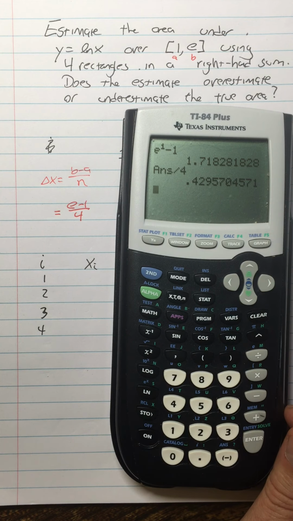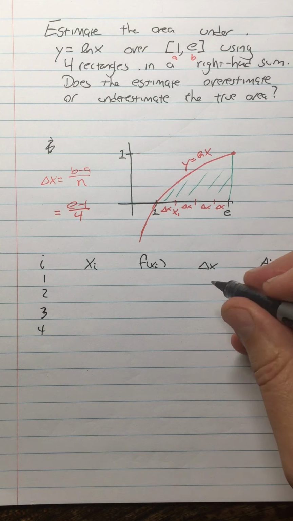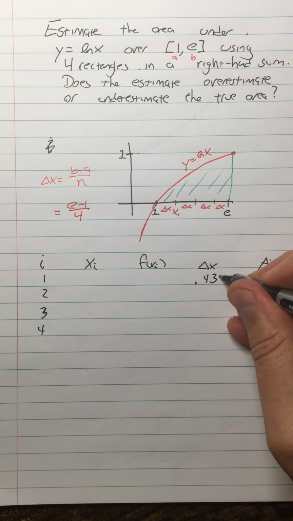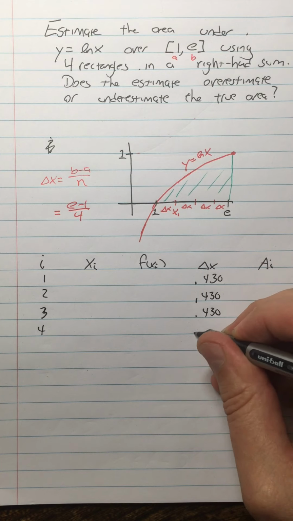So I get 0.429... 0.57. So I'm going to go ahead and write for my delta x as 0.430, because I'm rounding that to 3 decimal places. That's what my delta x's are.